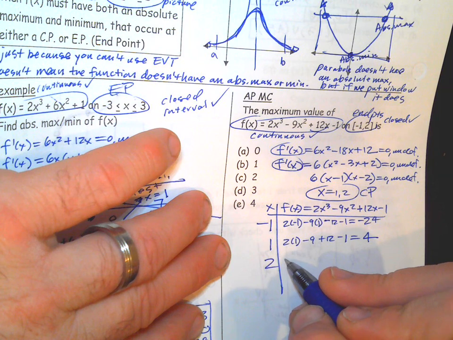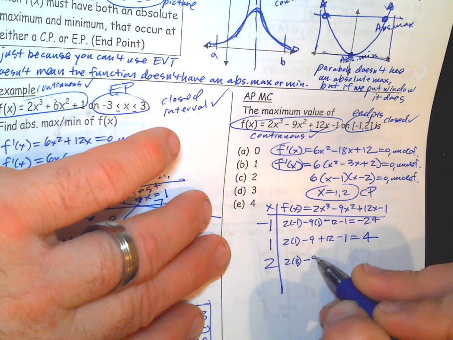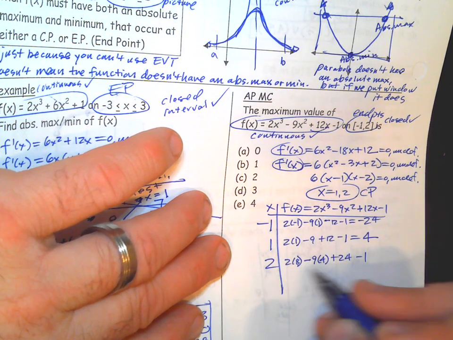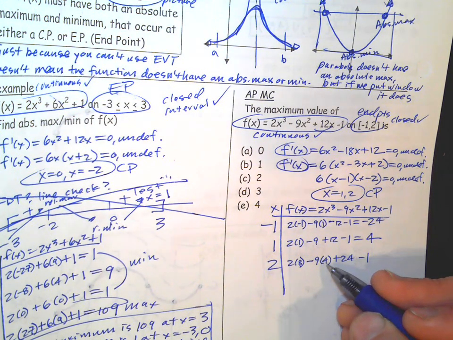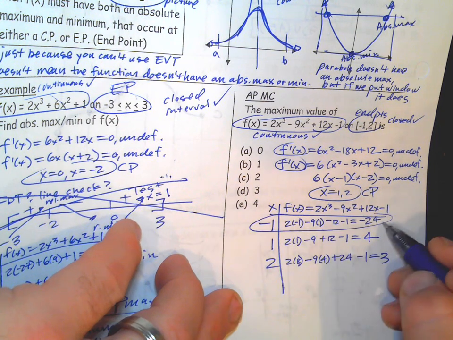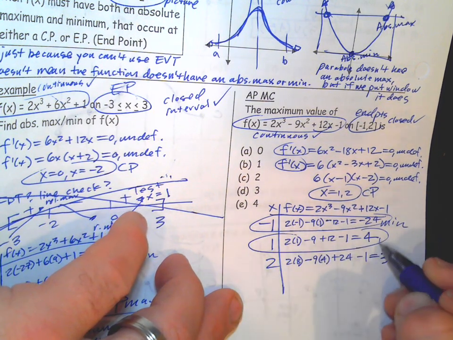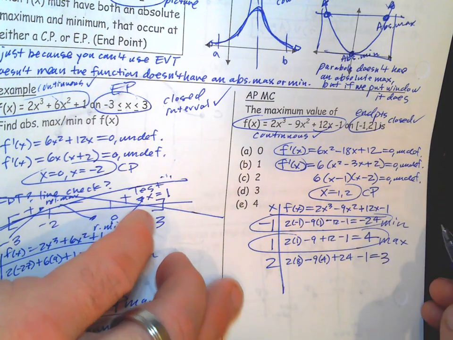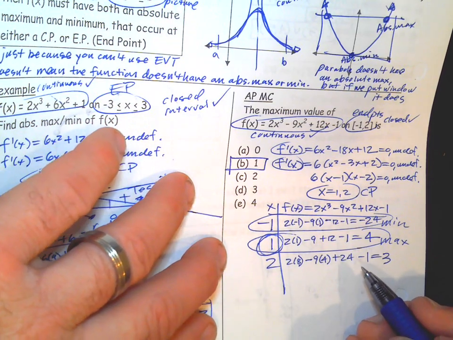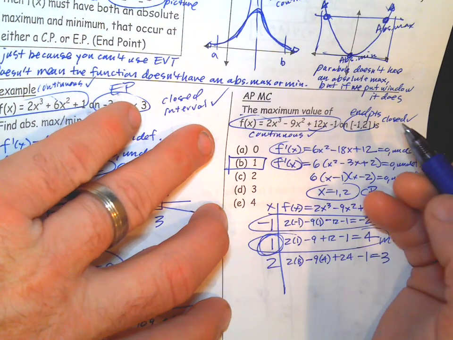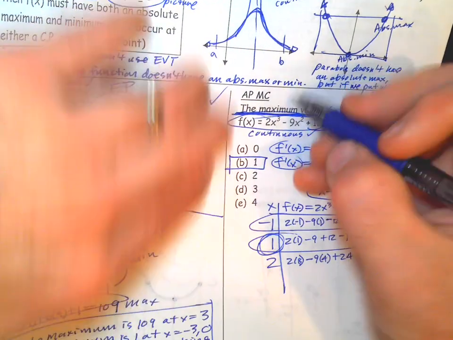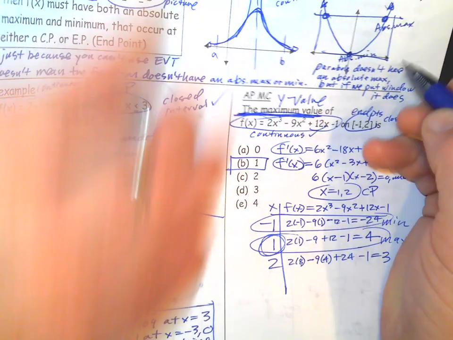Plug 2 in. So we get 16. 24 is 40. Minus 36 is 4. Minus 1 is 3. So here's the absolute min, right? Here's the absolute max. Same work. We want the max. So a bunch of you are going to be like, "Oh, look, it's right here. It's 1." And oh man. Okay, did they say they wanted the x-coordinate of where there was a maximum value? No, they want the maximum value. That's the y value. Ooh, you've got to be careful.